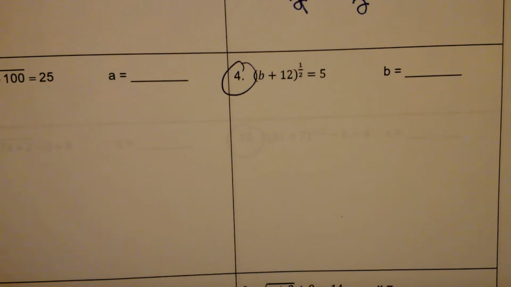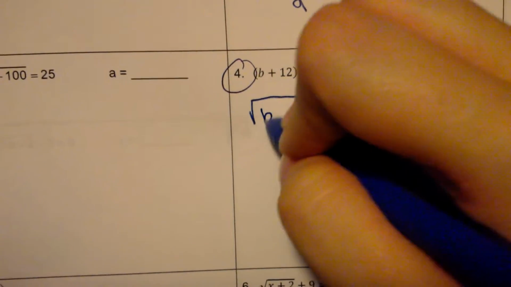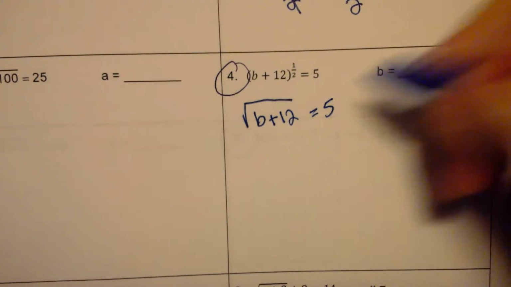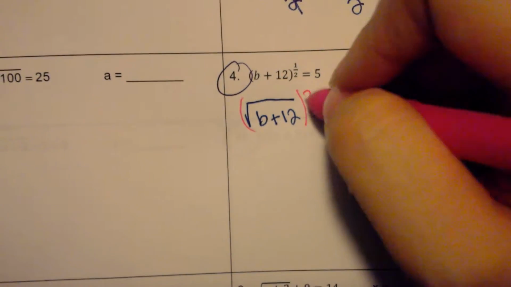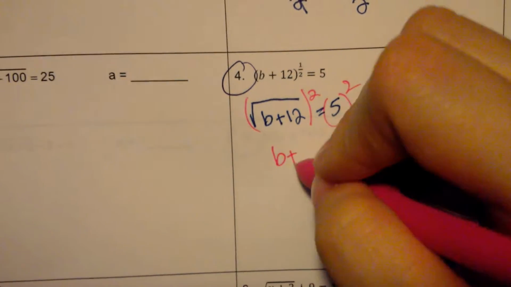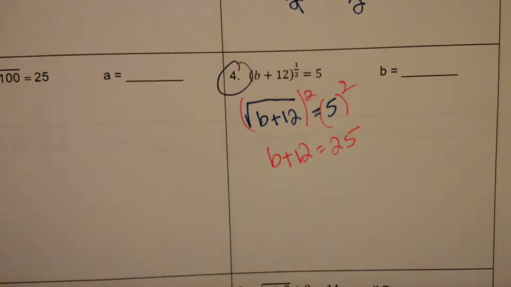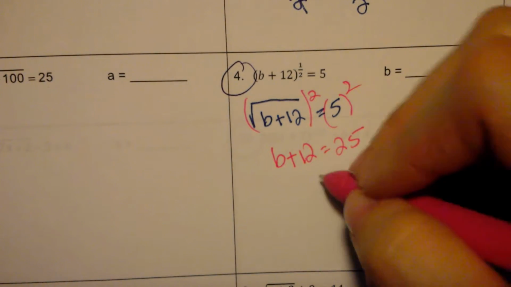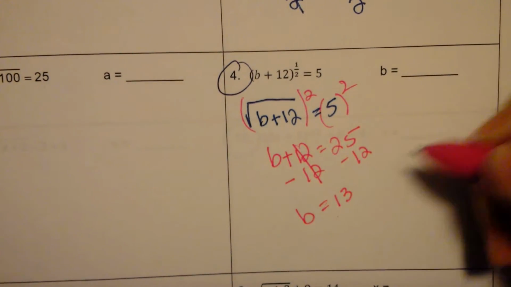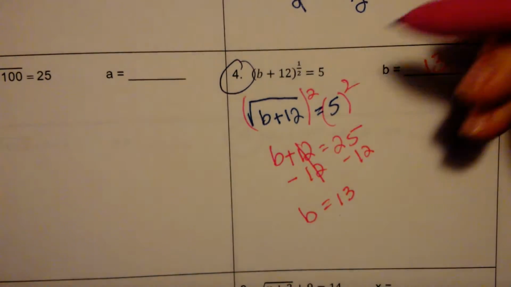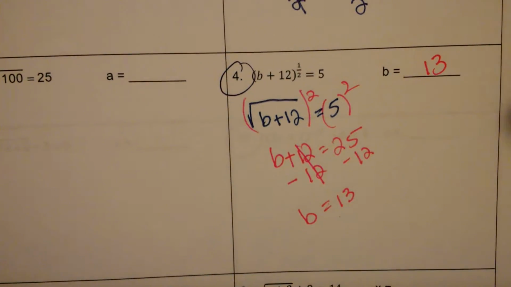So number 4, again, if that 1/2 is bothering you, just rewrite it as a square root. And the square root is isolated, so I'm going to square both sides. So b plus 12 equals 25, so I'm going to subtract 12. And I get 13. So 13 plus 12 is 25. The square root of 25 is 5. So that one works out.